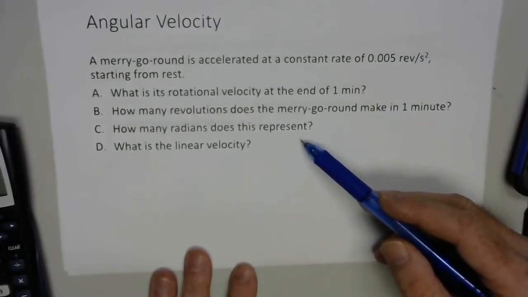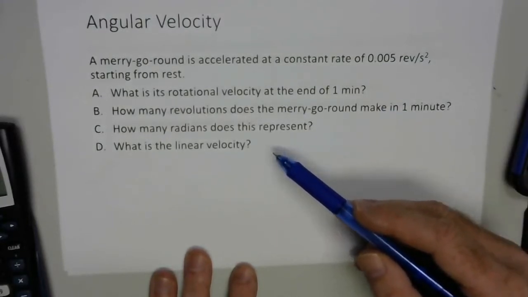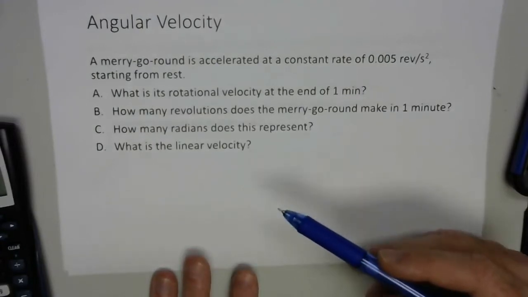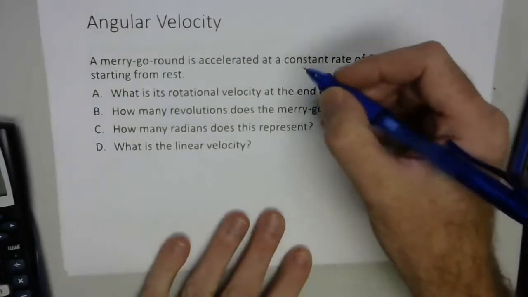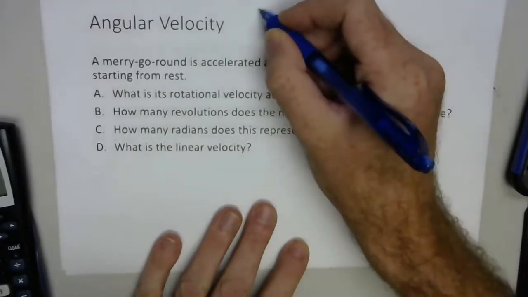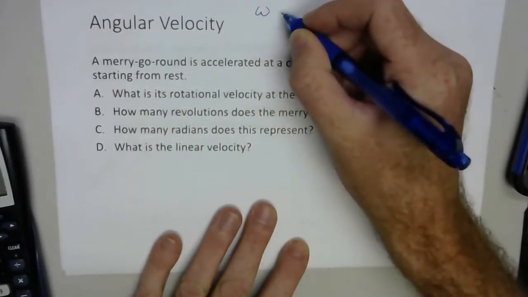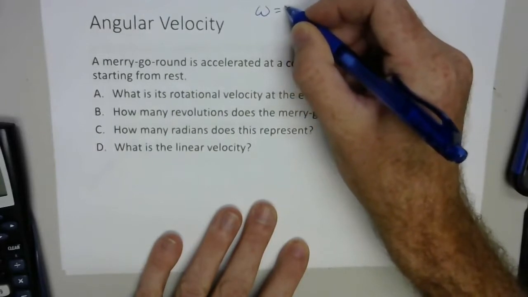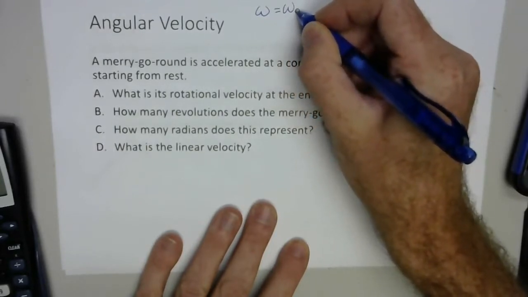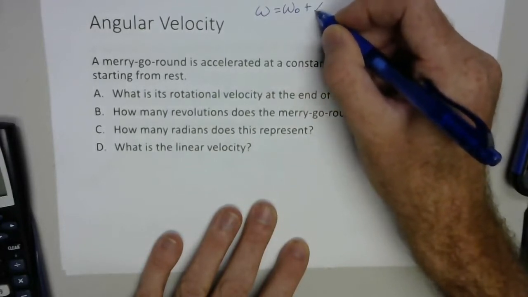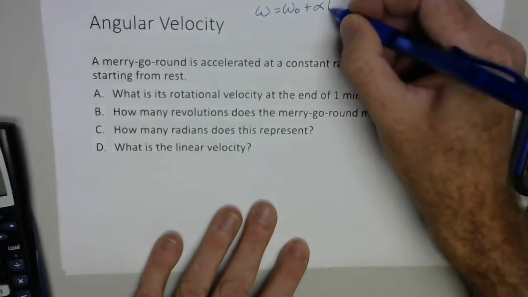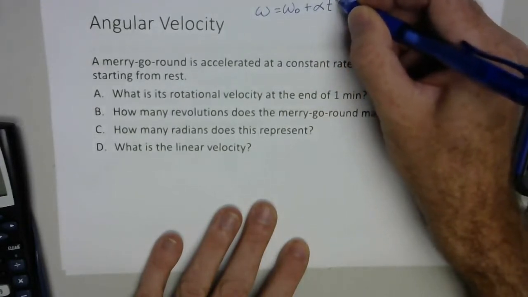Then we'll talk about how many radians it makes, and then what would be the linear velocity at the end of that minute. But what that means is we're going to need some equations of motion related to rotation and not linear ones. The forms are very similar. Our rotational velocity is given by the Greek letter omega, so instead of v you have omega, and then alpha for the acceleration, and t is still time.